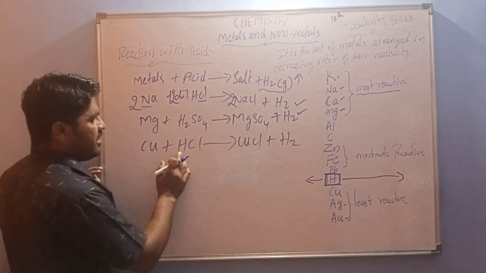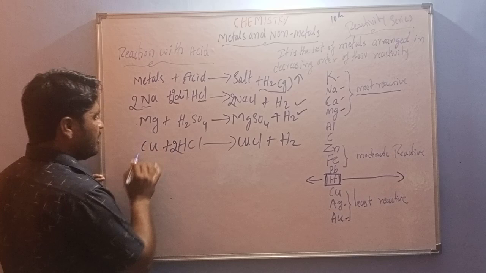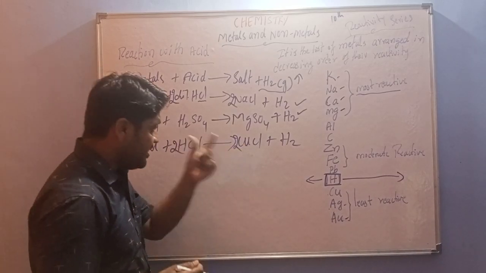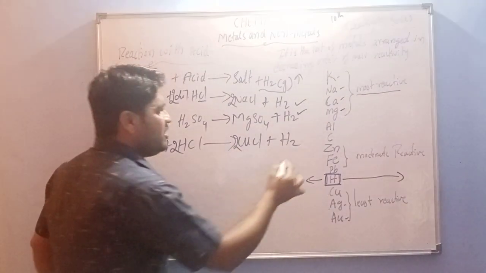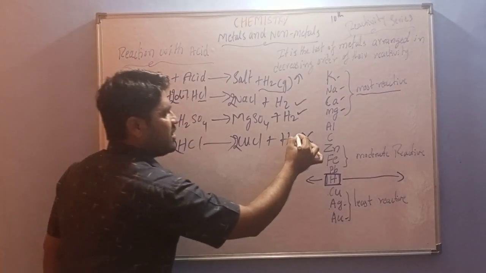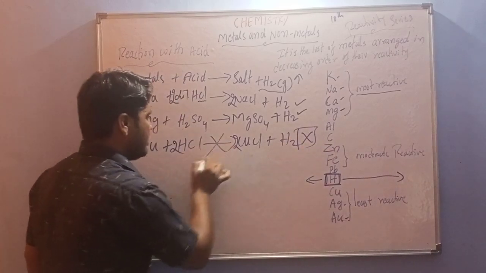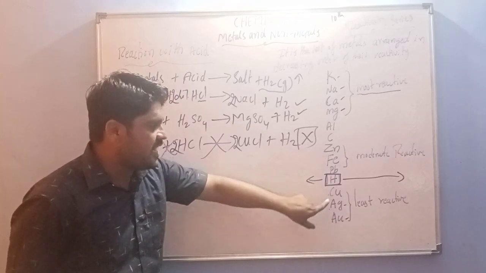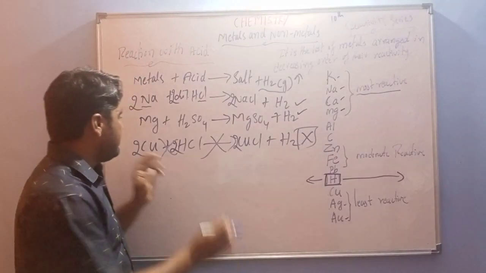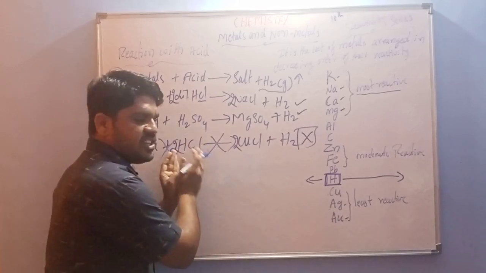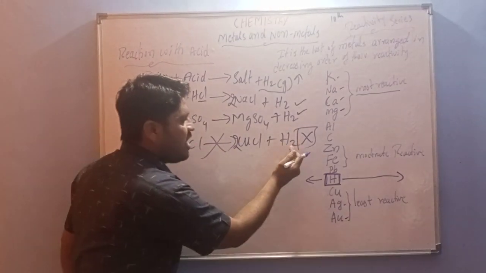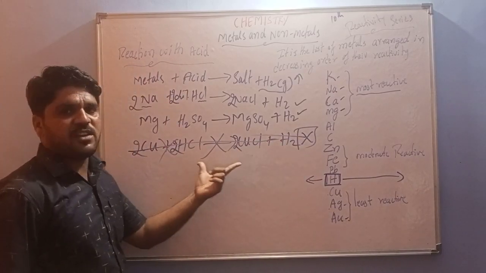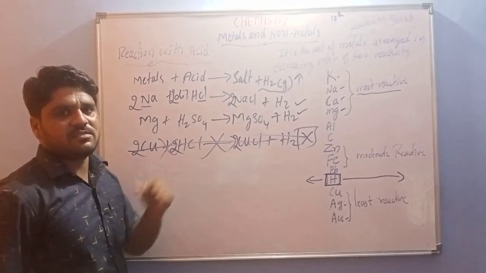For balancing, here two hydrogens, here two, and because here two Cl, here two and here two. Is it balanced, or is the reaction possible? No. This reaction is not possible. Why? Because this copper element is present below the hydrogen. That's why copper does not react with the acids and does not produce hydrogen. This is wrong. No reaction occurs.